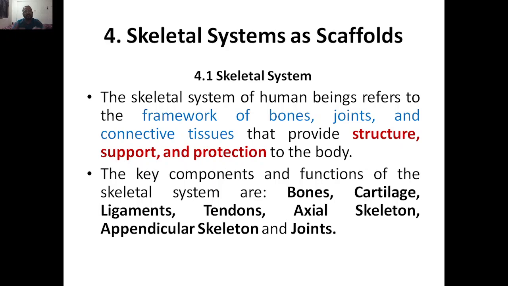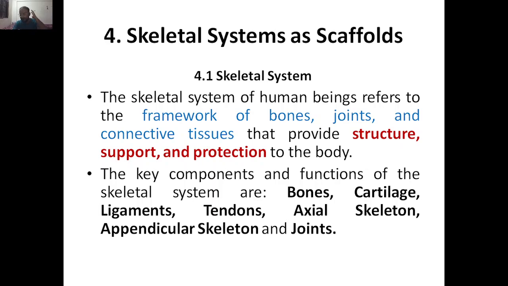So what is the function of this skeletal system? They provide structural support as well as protection to the human body. So structure, support and protection. For example, for lungs, our ribs give the protection. Similarly for the heart, and similarly for all parts of the body. Every muscle or organ is covered with some extra skeleton, in order to keep those particular organs safe.